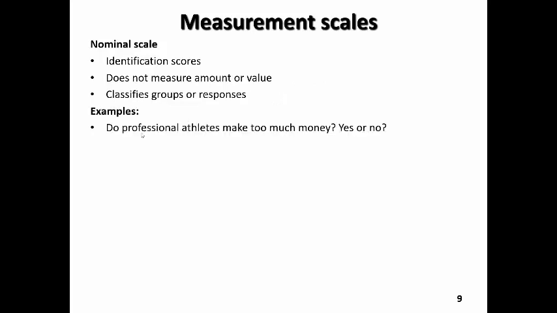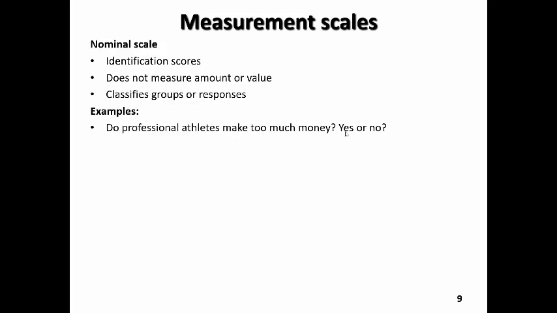And so some examples here include a question that would be posed to the general public or to sports fans, is whether professional athletes make too much money. So we would ask people if they think this is the case or not, and so we would just ask the question, do professional athletes make too much money? And this is a nominal scale in which the participants of this study, which would include the general public, would just simply answer yes or no.